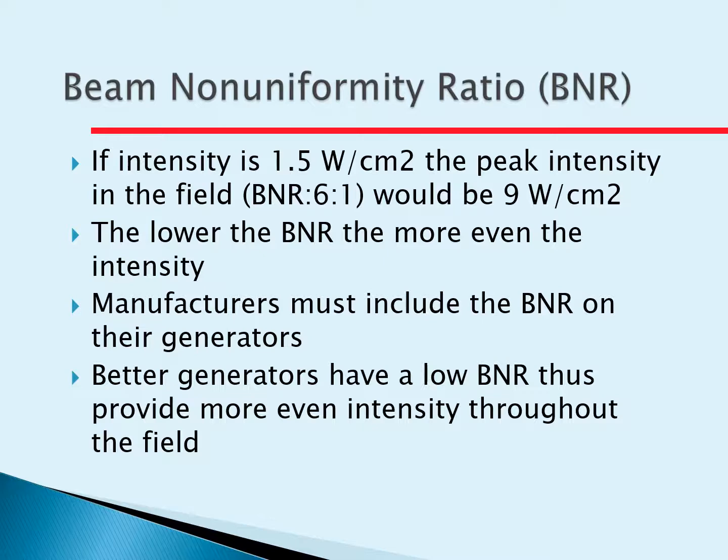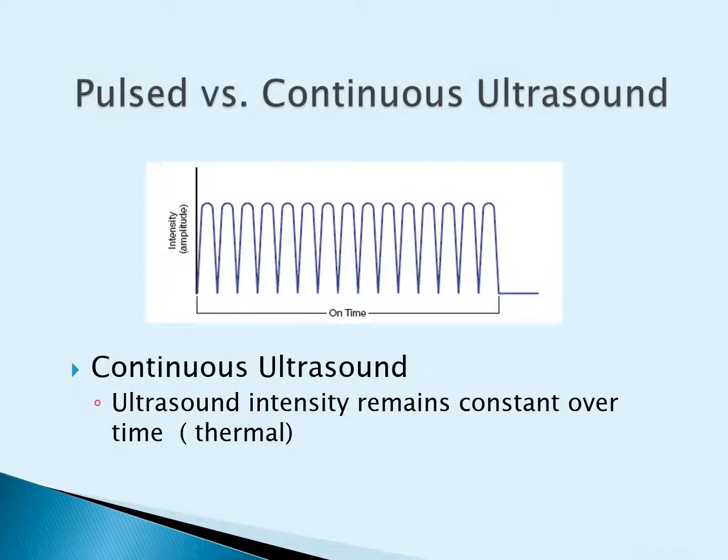Better generators have a low BNR that provides a more even intensity throughout the field. BTLs, which is another brand of machine we use, Chattanooga's BTLs are a German brand. They tend to have a really, really low BNR. Most of them are between 1-to-2 and 1-to-3.